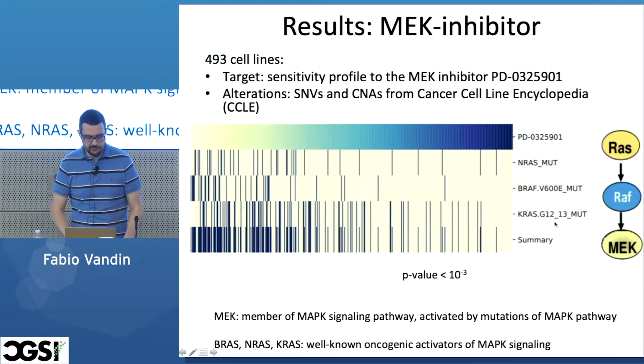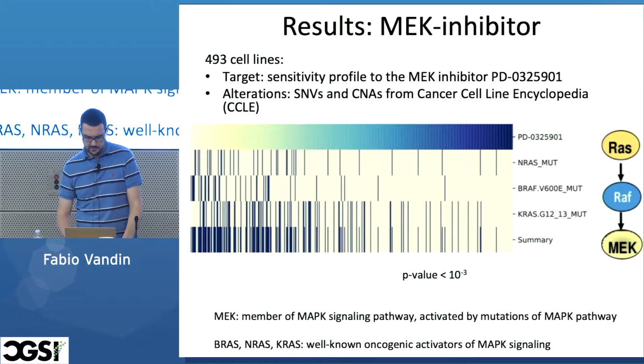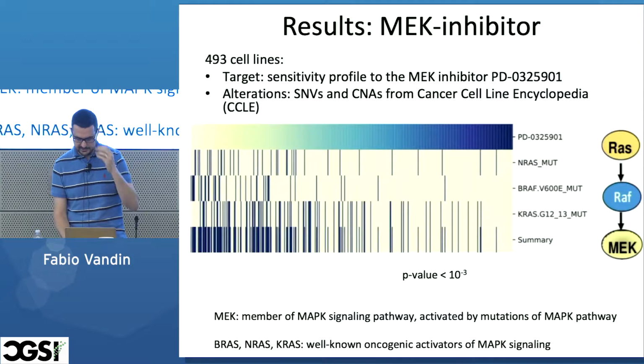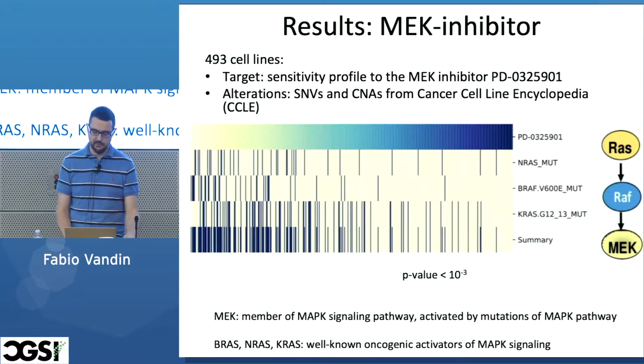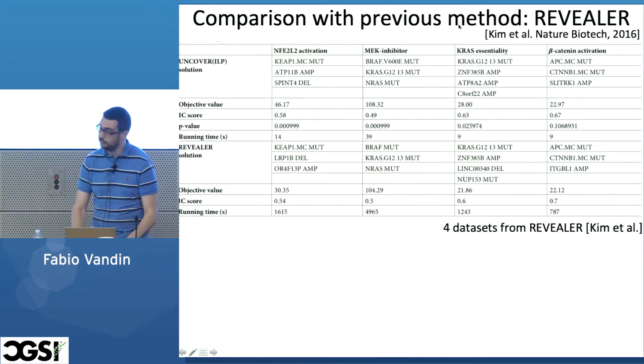And this makes a lot of sense since MEK is a member of the same signaling pathway, and it is activated by mutation in the MAPK pathway. So we automatically identify a set of interacting genes that are part of the same pathway as the target of this inhibitor. Okay, so this gives us some hope that what we are looking for is actually biologically meaningful. And what we did next, before getting to larger scale studies, was to compare our method with the only method that looked for a set of mutually exclusive genes and that could scale somehow for large studies, that is the method Revealer.